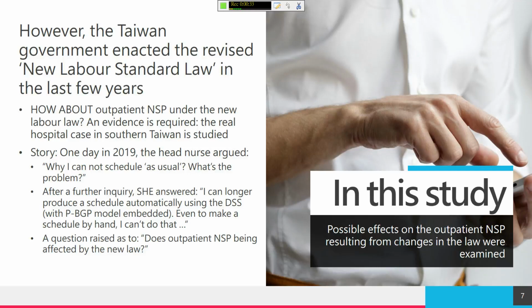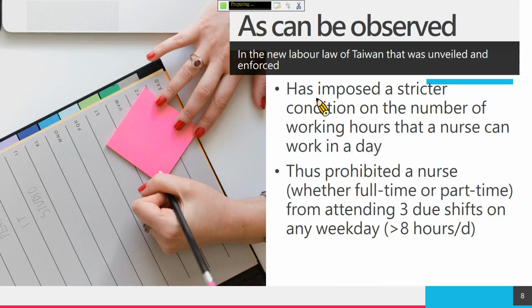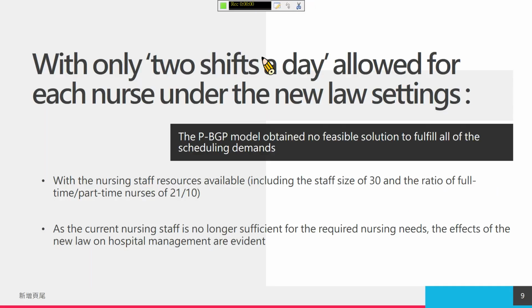Because someday in 2019, the head nurse argued that she may no longer make a schedule by using the model or using a handmade process. Because no internal rule was changed, all this evidence pointed to the load factor. After a study, we found that the new labor standard law in Taiwan has imposed a stricter condition on the working hours that a nurse can work in a day. So a nurse cannot work 3 shifts a day anymore because this exceeds the 8 hours per day ceiling. This means that after the new law is enacted, at most 2 shifts a day are allowed for each nurse, so the model simply fails to obtain any feasible schedule based on current human resources.